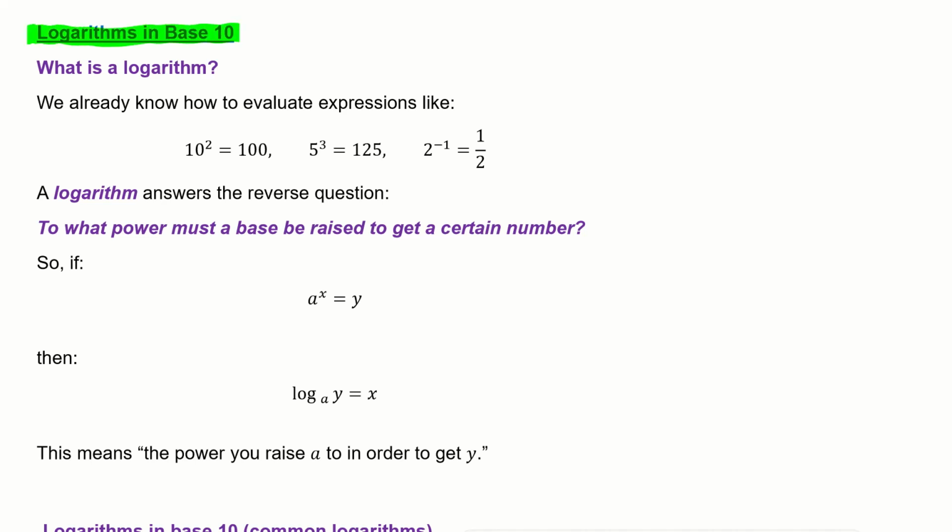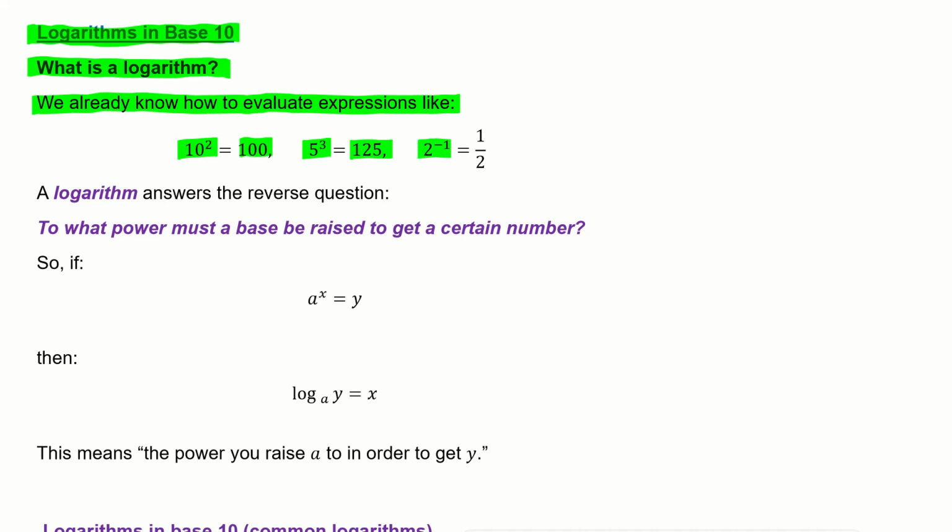Logarithms in base 10. What is a logarithm? The short answer to that is that it's a different way of looking at an index. We already know how to evaluate expressions like 10 squared, that's equal to 100, just 10 times 10, or 5 cubed, 5 times 5 times 5, we know that that's equal to 125. And using index laws, 2 to the negative 1 is a half.